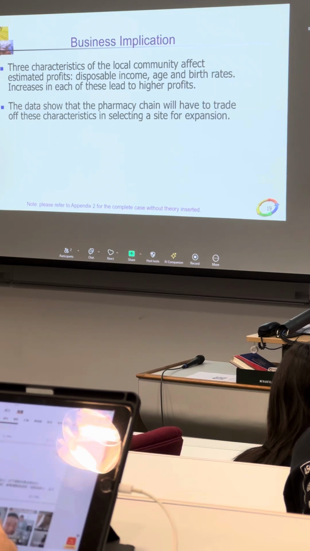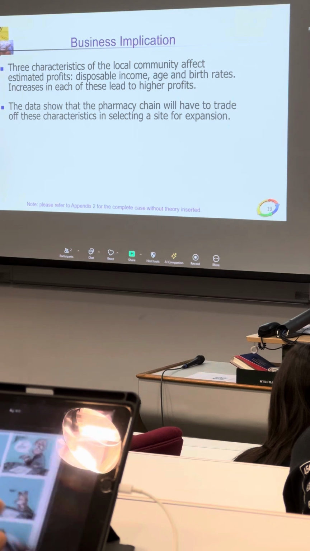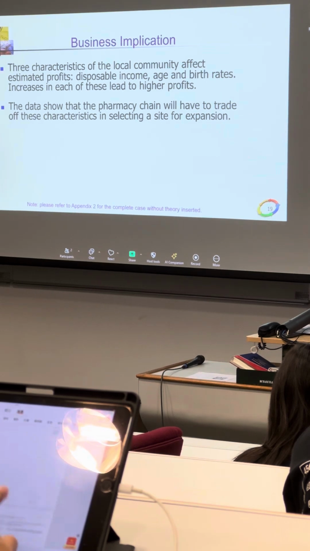So when we choose a location for expansion, the first thing we look at is the percentage of old age people. Okay, and after that, we can look at the disposable income, okay, which is of the community. If the community has lots of old age people and also they are rich, then the profit of the pharmacy will be higher. Okay, so this is how you can use the characteristics of the population to help you choose the location for expansion.